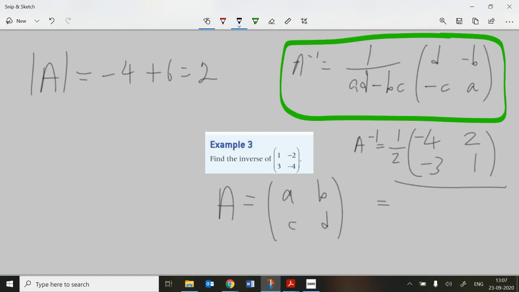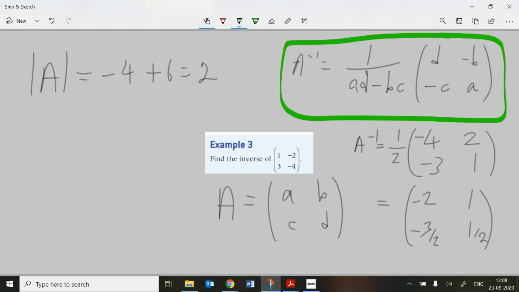Though there's nothing wrong with that answer, we would probably want to put it as a single matrix to make it really clear. So we've got minus 4 divided by 2, so there we've got minus 2. Half times 2 gives us 1. Half times the minus 3 gives us minus 3 over 2, and we could leave that as an improper fraction, no problem. And then we've got a half in this corner as well, that's just 1 divided by 2, or times by a half there as well.